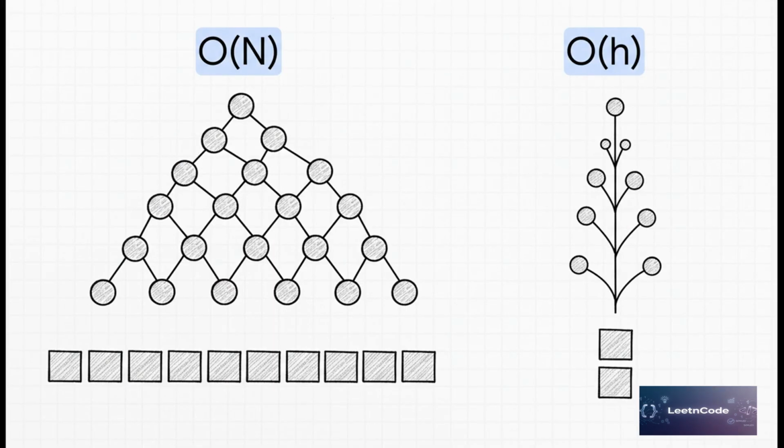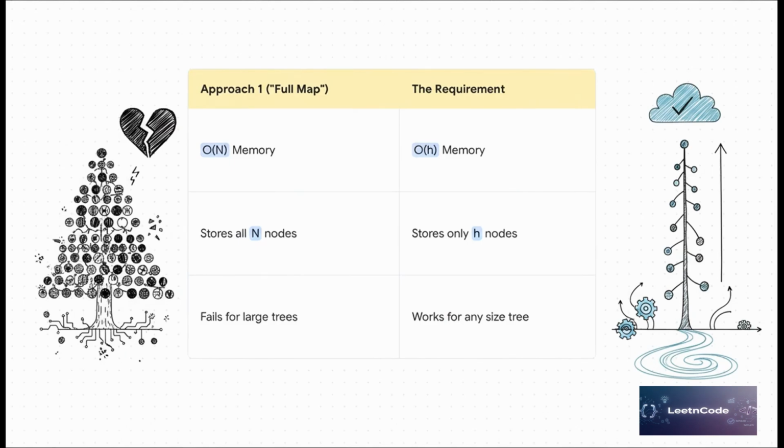So what's the big deal? What's O(n) versus O(h)? Well, O(n) memory, that's our first approach, means that if your tree has 1,000,000 nodes, you have to create an array with 1,000,000 spots. O(h) memory, on the other hand, means you only ever need to store a handful of nodes at a time, just enough to find your way. For a big, balanced tree, the height h is way, way, way smaller than the total number of nodes n. And this is where the problem really becomes crystal clear. Our full map approach is O(n), but the requirement is O(h).